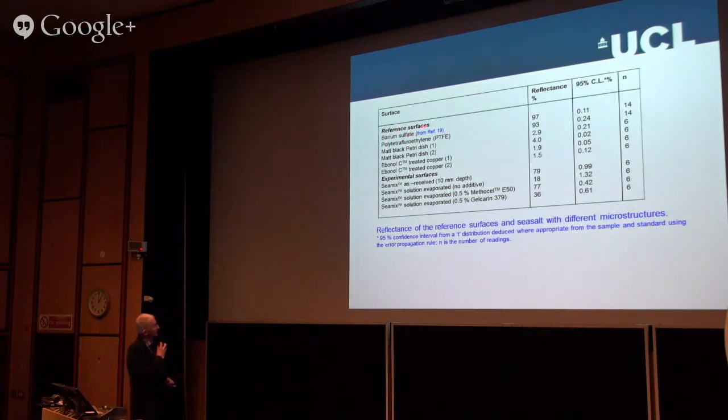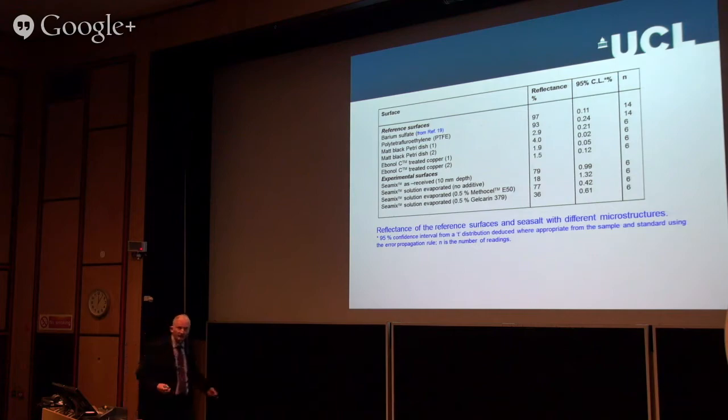These are the reference surfaces. Barium sulfate from the literature is 97%. PTFE, which we also use, is very robust, 93%. The matte black Petri dish, this variability is because of my lousy paint spraying. If you're trying to spray matte black paint and allow it to flood, it gets shinier. The black standard is all less than 2%, which is what you hope for.